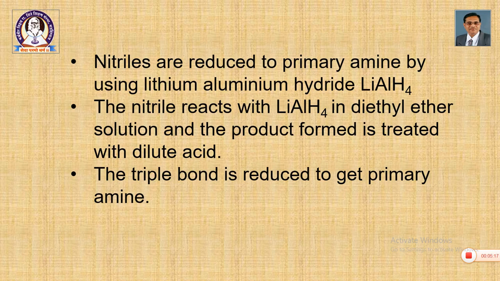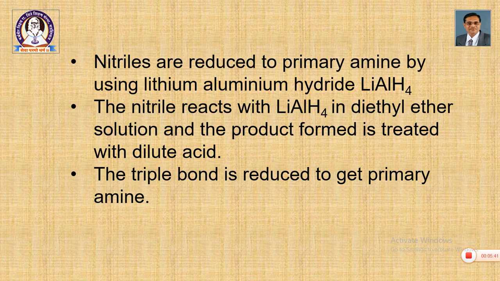So nitriles are reduced to primary amine by using lithium aluminum hydride. What is the feature of the reaction? The starting material is nitrile, the end product is primary amine, the reducing agent is lithium aluminum hydride, that is LiAlH4. The nitrile reacts with LiAlH4 and the solvent medium is diethyl ether.